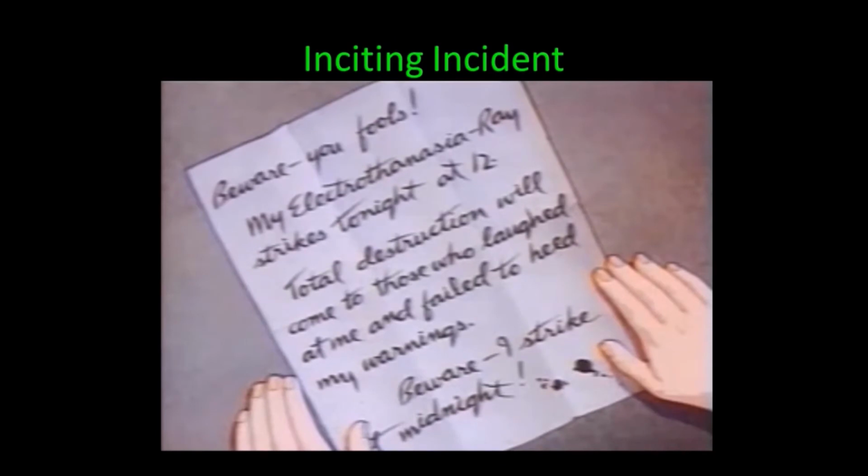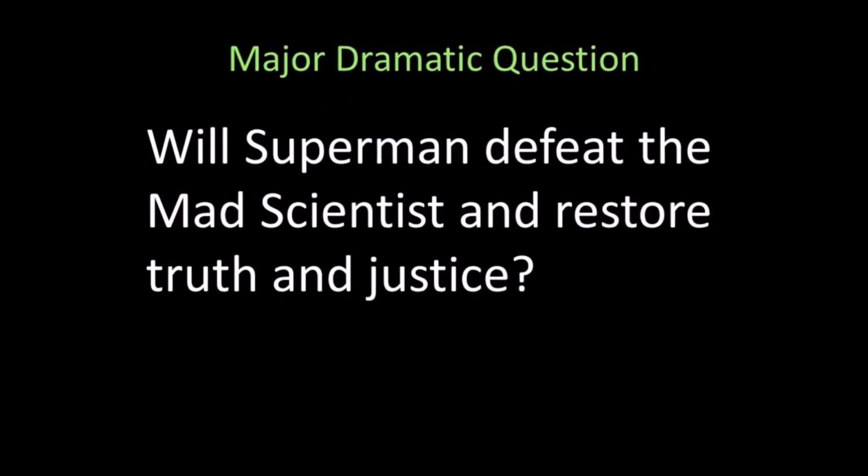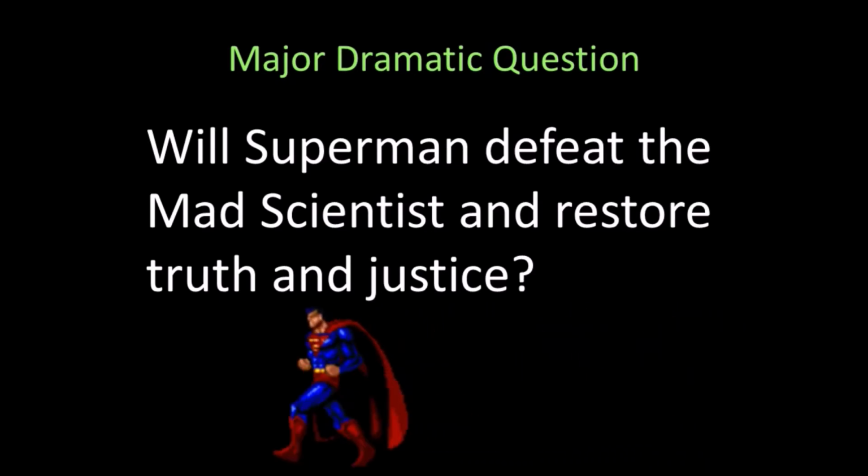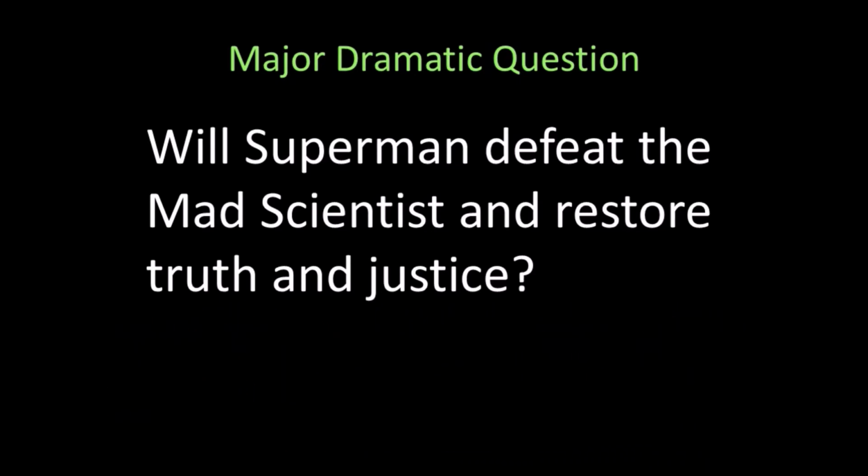The inciting incident is the first action that the protagonist takes that sets the action of the plot in motion. In our little play, after the mad scientist decides to attack at midnight, Clark Kent agrees to go in disguise to check things out and hopefully to put a stop to the scheme. The inciting incident then creates the major dramatic question in the minds of the audience. Will our protagonist Superman defeat the mad scientist and restore truth and justice?